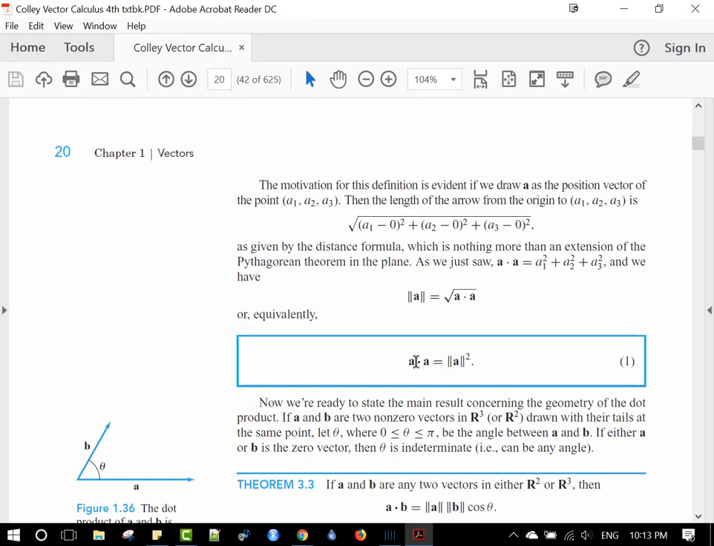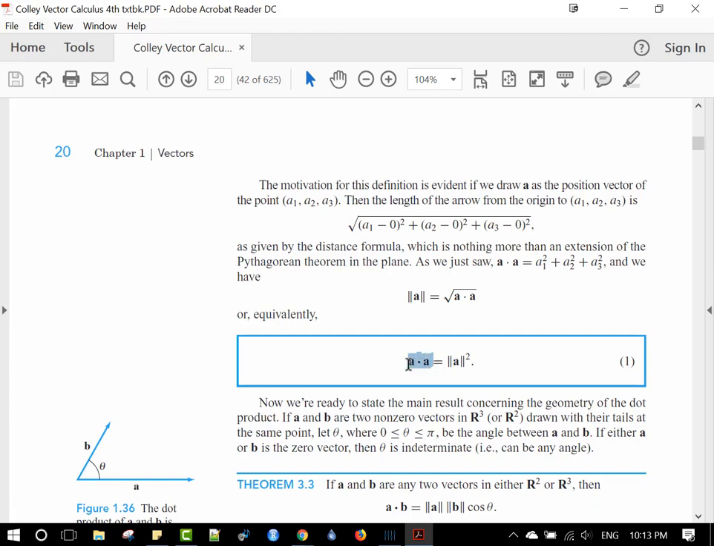Okay? So that's what they say here. The length of A is the square root of A dot A. You can read this here and see that this is basically just the Pythagorean theorem. Or you can square both sides, and then you get this squared, which is here, squared, is A dot A. So the length squared, or the norm squared, is A dot A.